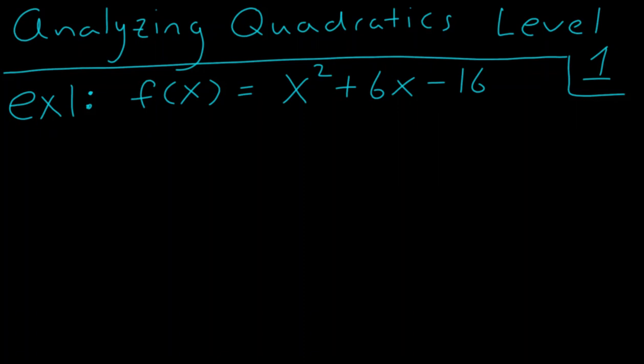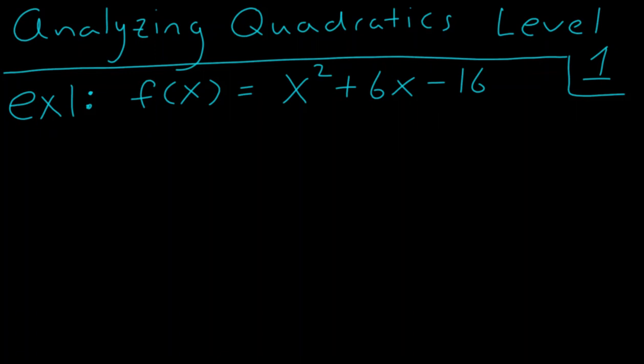Alright, and welcome to Analyzing Quadratics, Level 1. Now, in example 1, we have f of x equals x squared plus 6x minus 16. And what we're going to do is we're actually going to analyze everything. We're going to find the solutions, we're going to find the zeros, we're going to find the vertex, whether it's a maximum or a minimum. We're going to find the domain, the range, we're going to find everything.